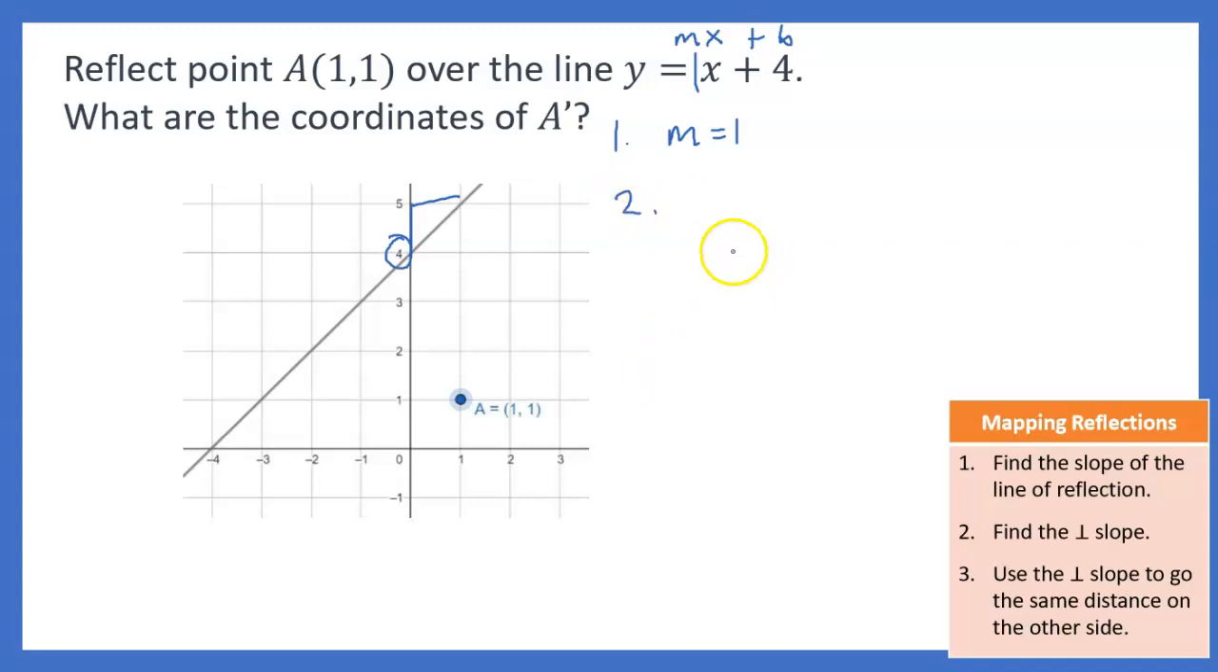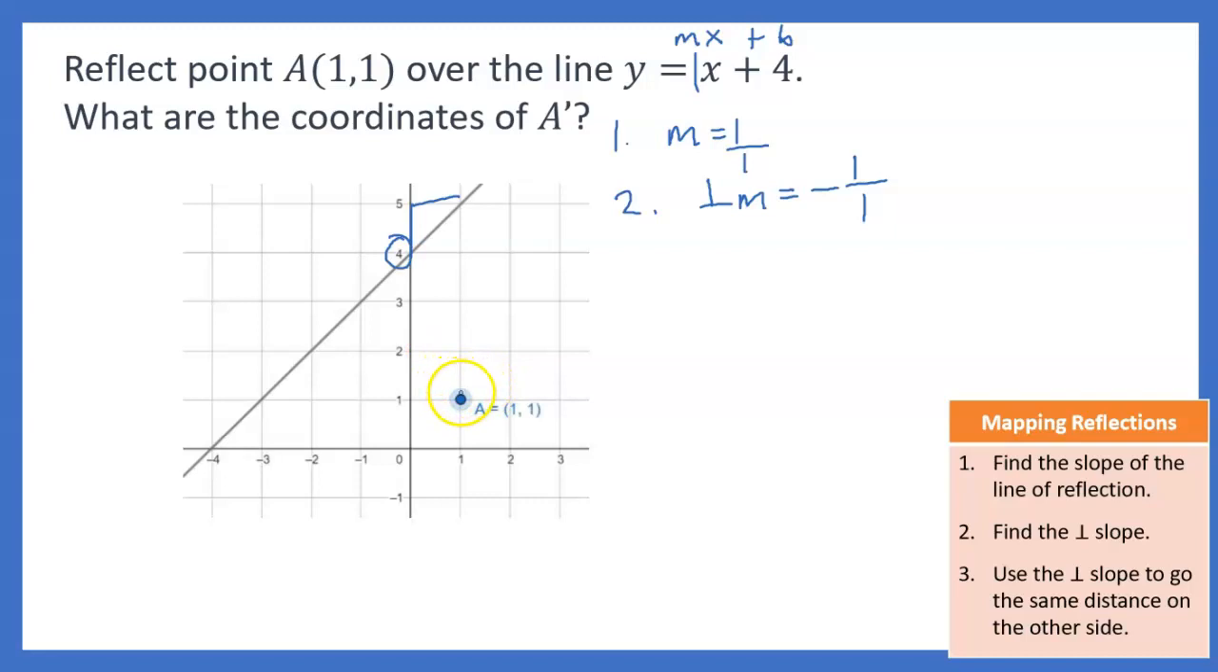Step 2, we're going to find the perpendicular slope. Perpendicular slope is, well, we'll take the opposite, so the negative, and then we're going to flip it upside down. So if we wrote this as 1/1, upside down, it is still 1/1. So our perpendicular slope is now negative 1/1. That means we'll go down 1 and right 1, or we could go up 1 and left 1.